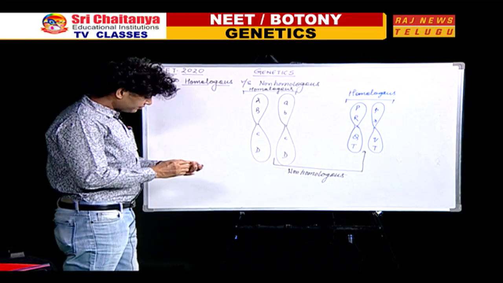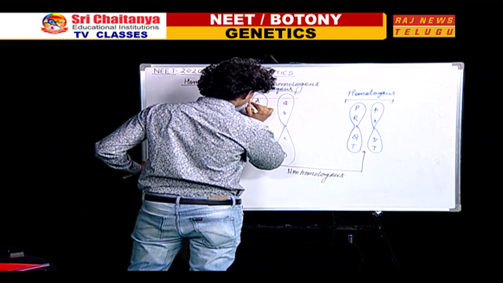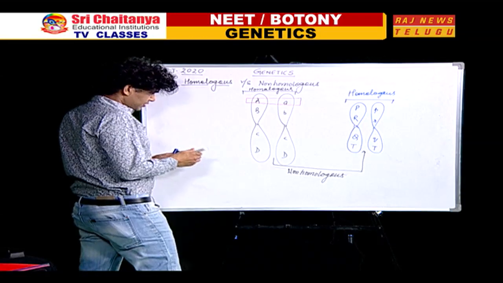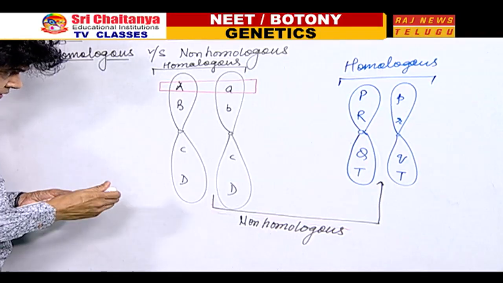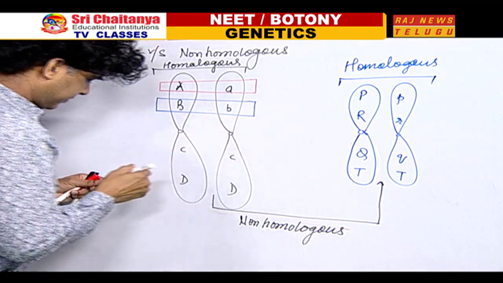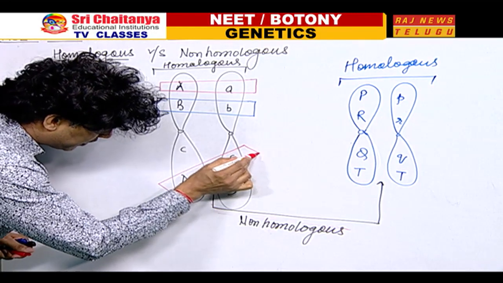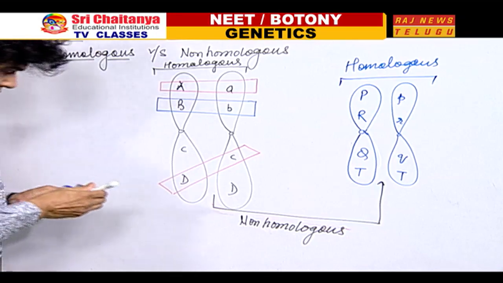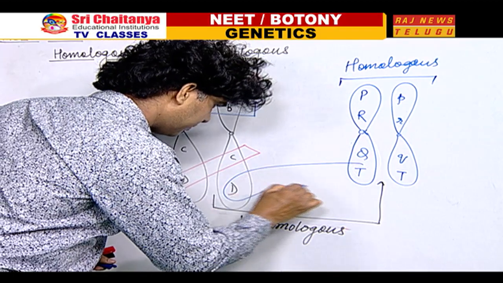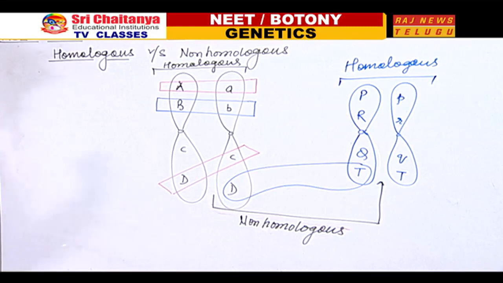Now the most crucial part that I am going to discuss with you: this one and this one is a pair of genes. Similarly, this one and this one is also a pair of genes. This one and this one is also a pair of genes. And here also you can watch a pair of genes.